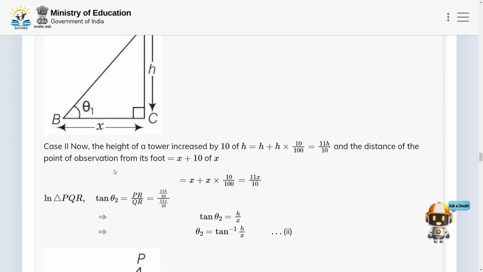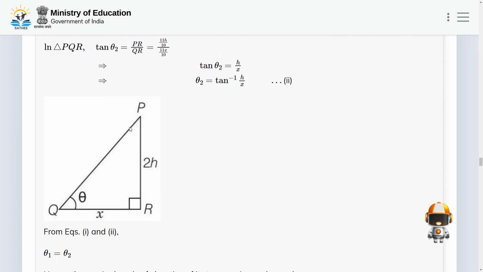And now let us move to case 2. In case 2, the height of the tower increases by 10%. So now the height is equal to h plus h times 10 by 100, that is equal to 11h by 10. And the distance of the point of observation from its foot is x plus x times 10 by 100, that is equal to 11x by 10 also. So the height of the tower increased by 10% is 11h by 10, and the distance of the point of observation from its foot is also 11x by 10.